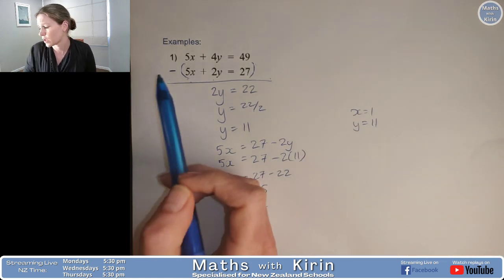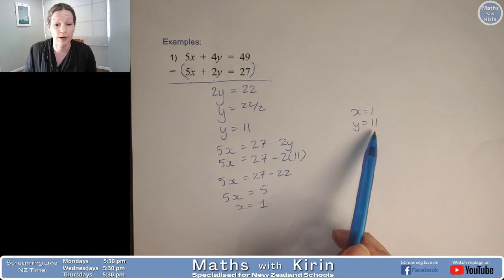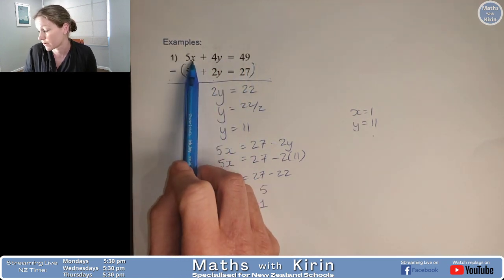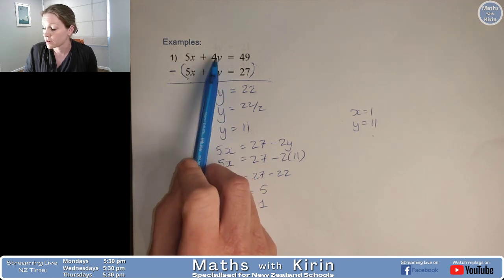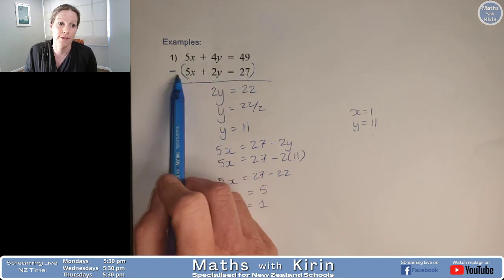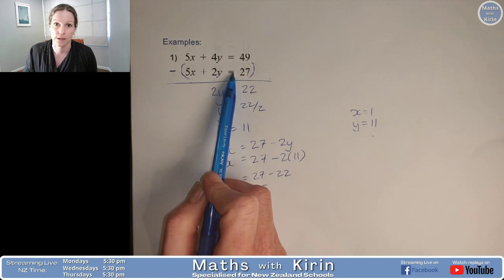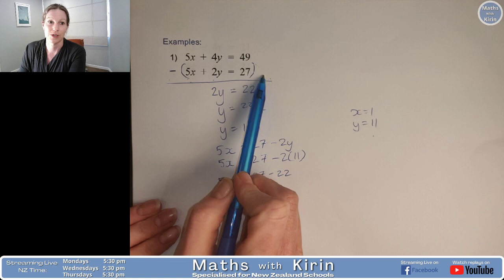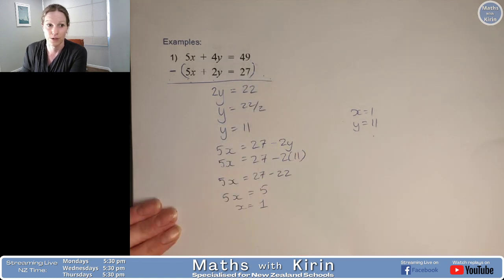Again, if you're unsure or you just want to double check, make sure you haven't made any errors, then you can substitute in here. So 5 times 1 is 5, 4 times 11 is 44, 44 plus 5 is 49, and then you can also check in that second equation. It pays to check both of them. Sometimes it might work for one equation, but not for the other, depending on what the error was.